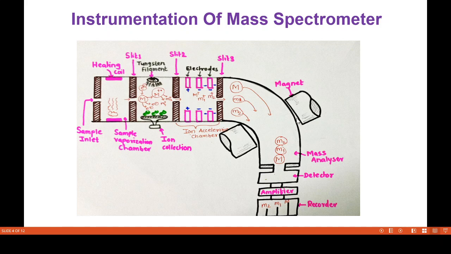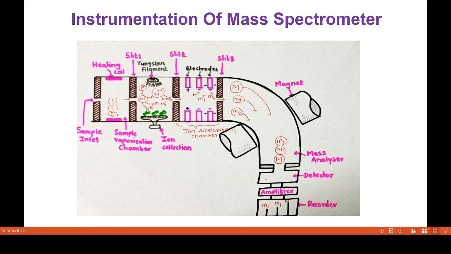This magnet produces the magnetic field here and they separate the ions according to their charge to mass ratio. Then this detector detects the signal, and it is transferred to the amplifier. Here the direct amplifiers are used. The amplifier amplifies the signal and finally these signals are recorded in the recorder. So this is the instrumentation and working of the mass spectrometer.